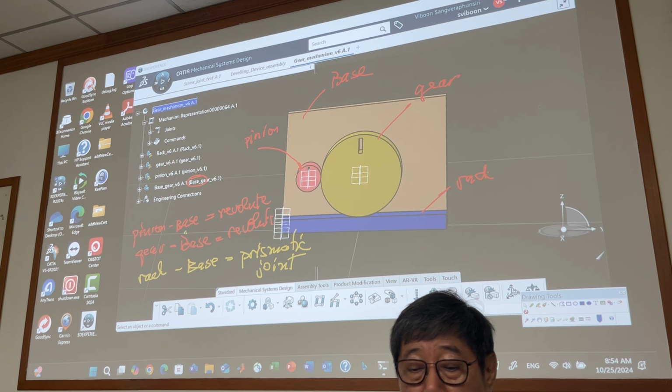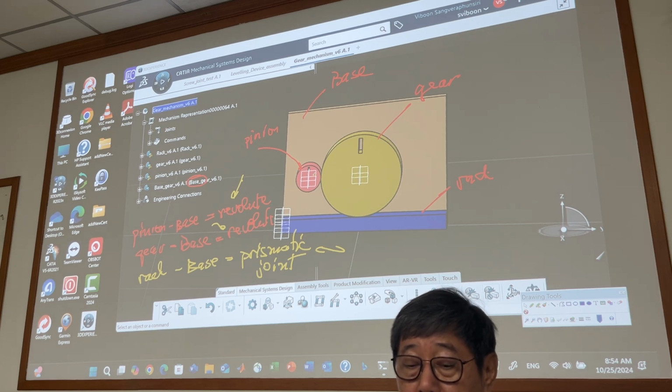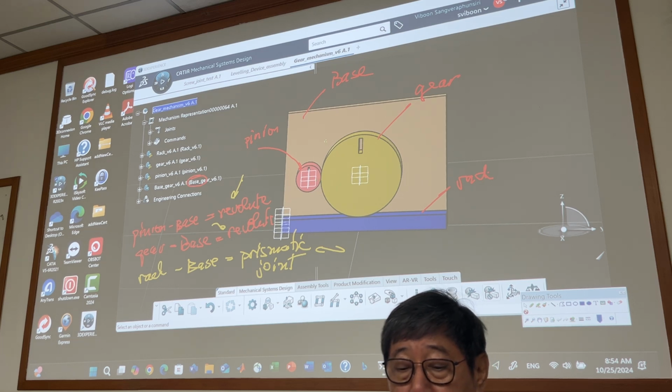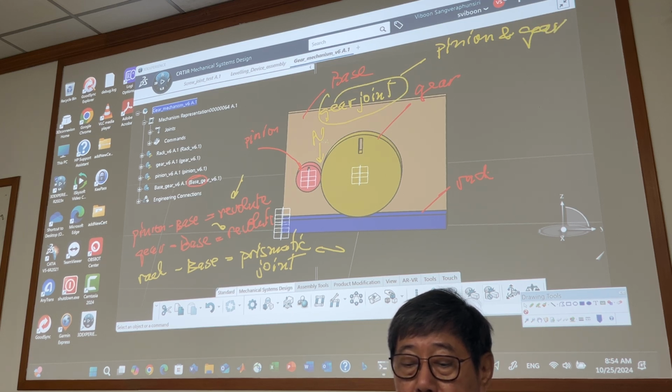In this case, you see, you can add a control here, you can add a control here, you can add a control here, right? Individually, right? You can put a control on all of them. In that case, there are 3 degrees of freedom, right? But if you have a gear ratio between this one, a gear joint, this one, a relationship between pinion and gear, right? Gear joint, this one.